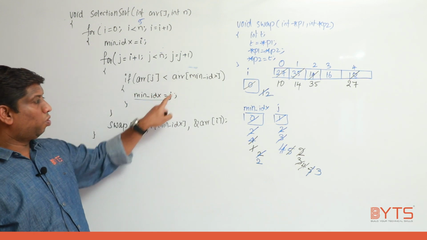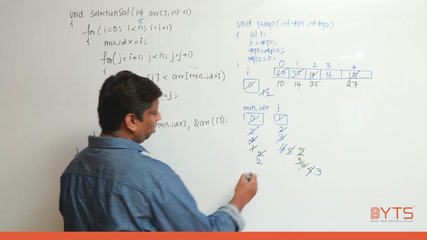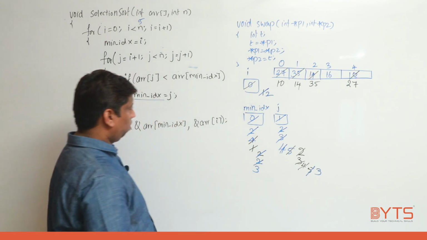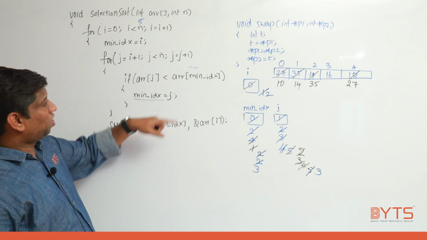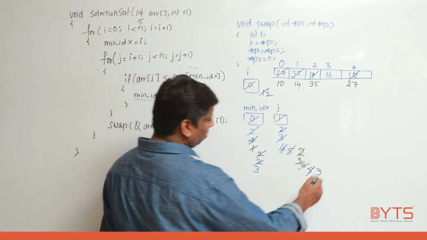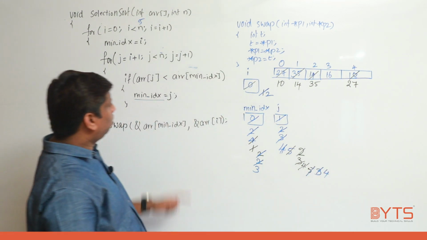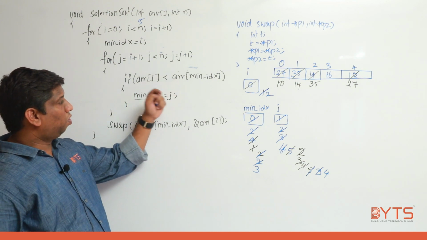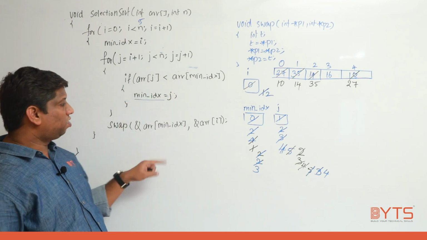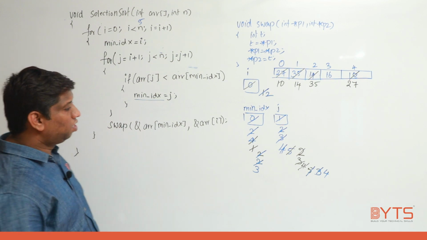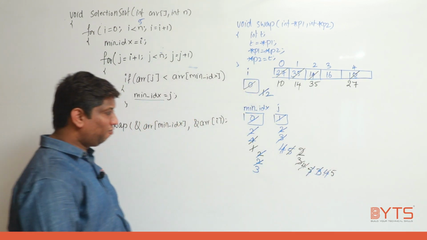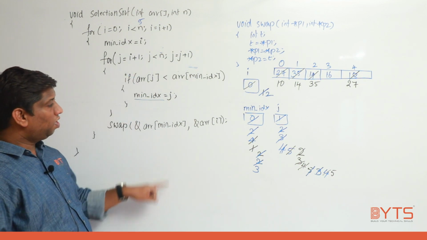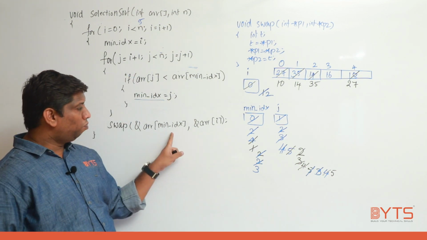16 is less than 35, true. The min index value is what? 3. The min index value is 3. Now 16 is there in the minimum value. Next again I will come here. j value will become 4. Now 27 less than 16 is false. So I did not update the min index. Next j value will become 5. So condition is false. Come here. 3 and 2 are swapped. The value at min index is 3.